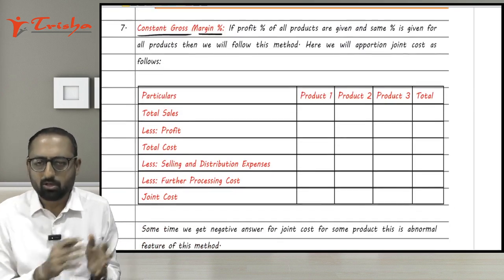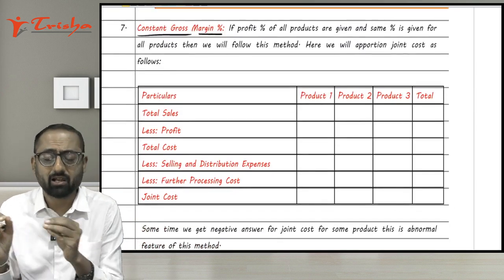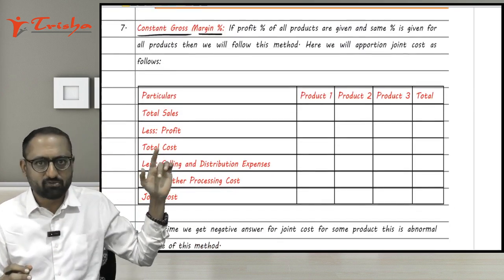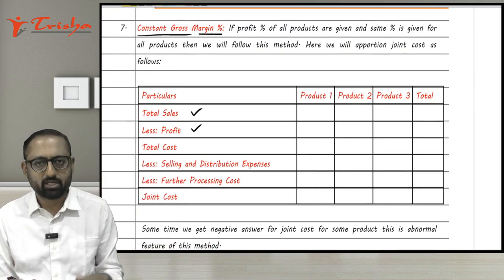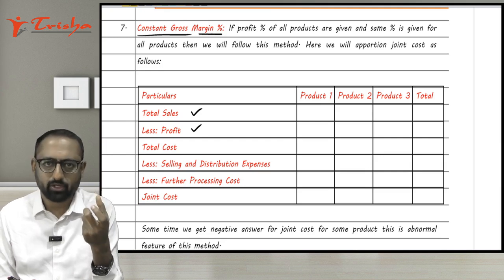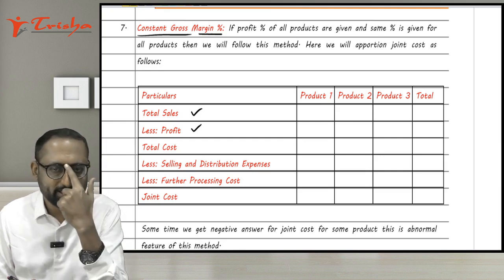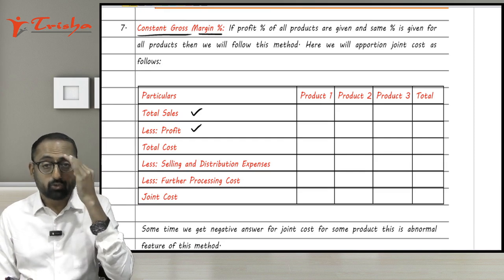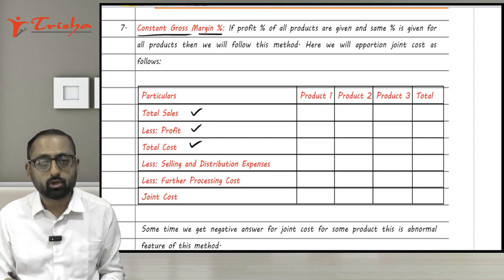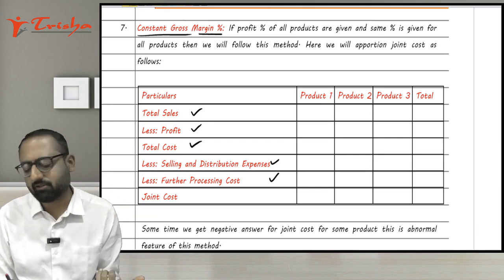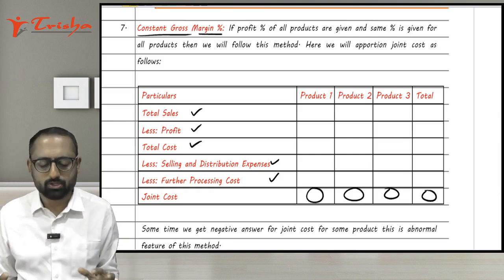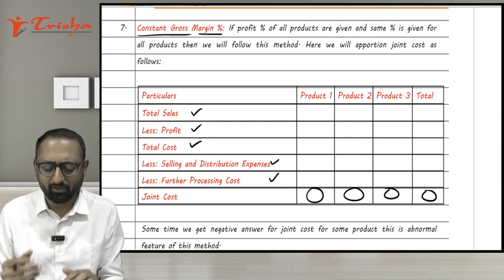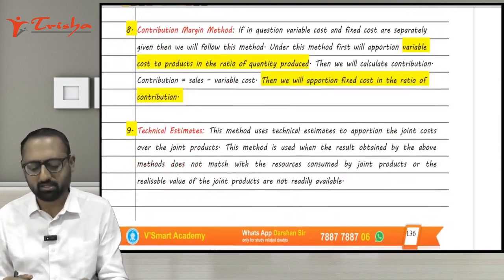Now, as I told you, this method is similar to the reverse cost method. So final sales value minus gross profit. That profit percentage we have calculated, multiply it with the sales, and that will be your profit. The balancing figure will be total cost minus selling and distribution expenses minus further processing costs, and the remaining figure will be your joint cost. So the format is similar to the reverse cost method. So the seventh method is also completed.